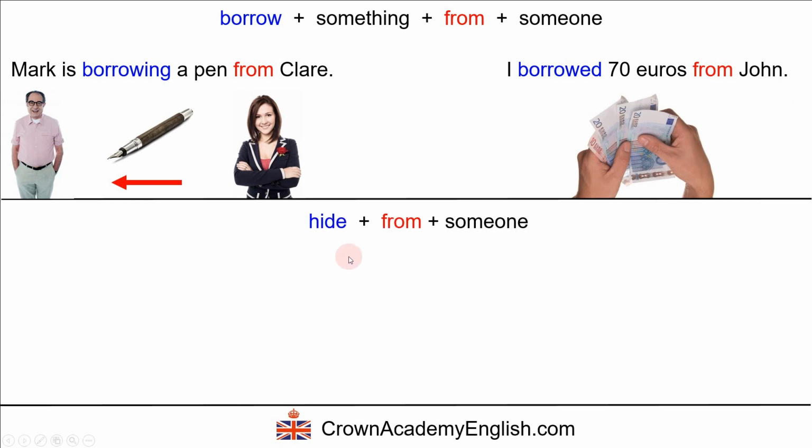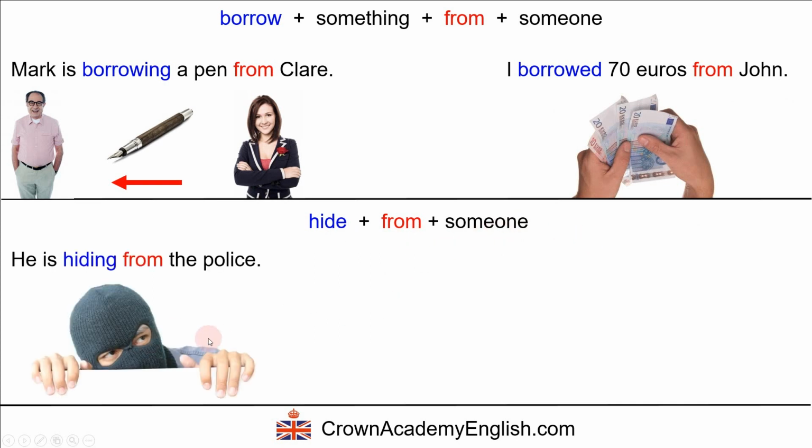We also say hide from someone. Okay, so we hide from someone when we don't want someone to find us. Someone is searching for us, but we don't want them to find us. So we hide from the person.